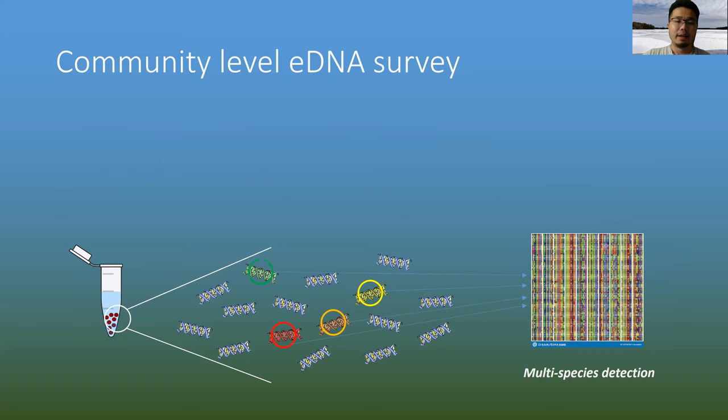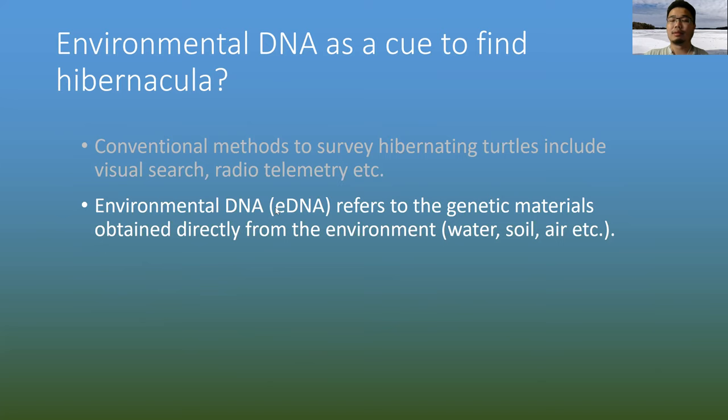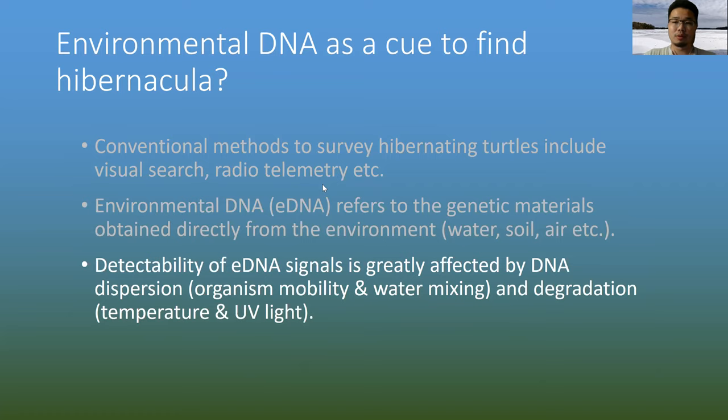So, to sum up, we have the definition of environmental DNA. Now we're going to use the DNA to detect turtle species in hibernation. Before that, we have a very important argument, or even the form of my hypothesis in this study: the detectability of the eDNA signal is greatly affected by DNA dispersion and degradation. So in terms of dispersion, you can have fast flowing water or stagnant water, and also a fast moving organism or a slow moving organism. So that makes a lot of differences.